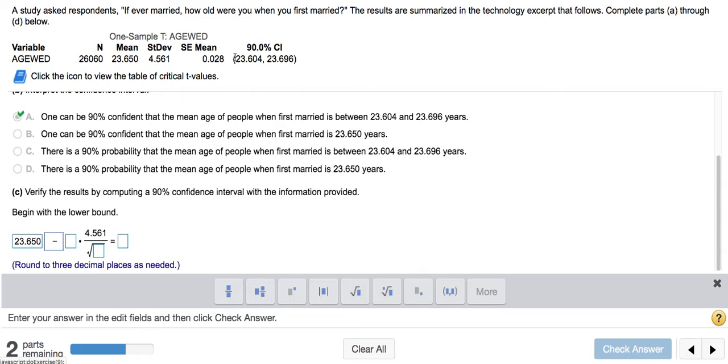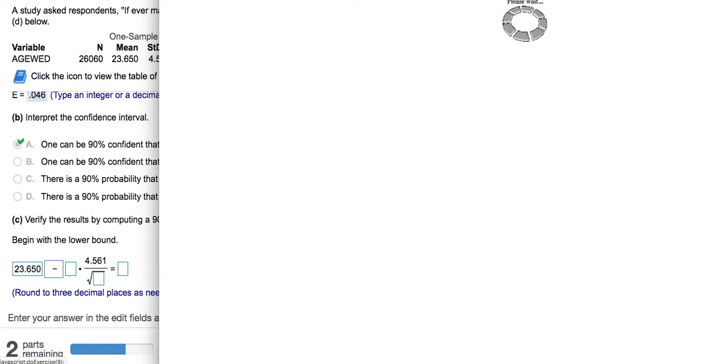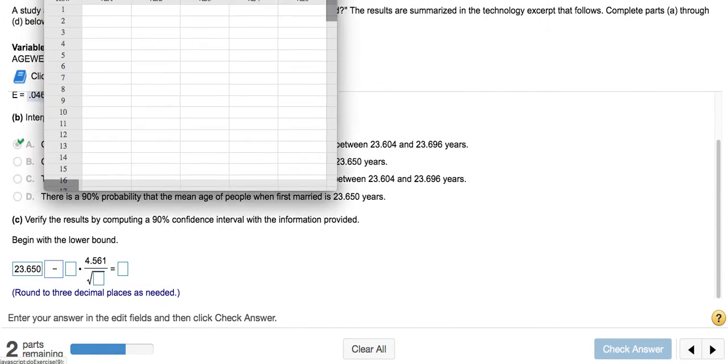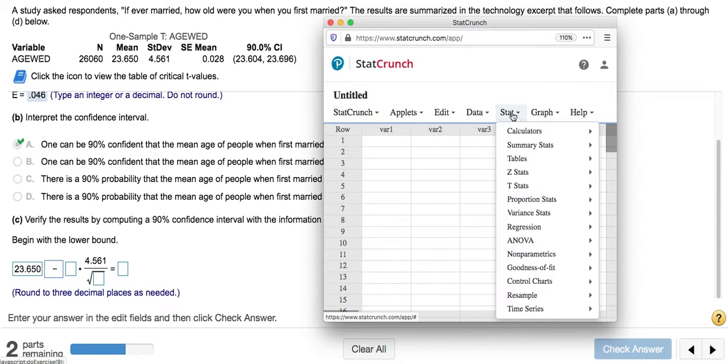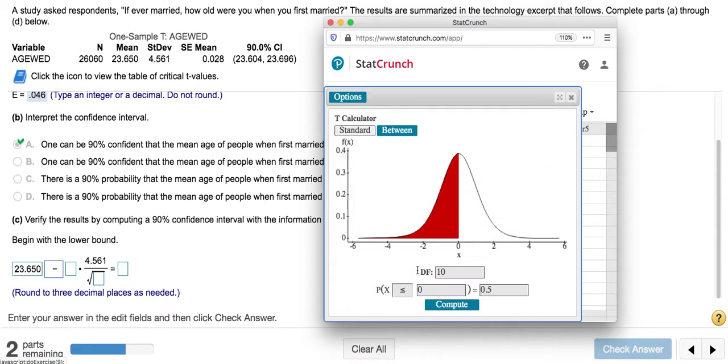And the amount that we're going to go down by is, okay, well, right here we need to get a critical value for t that represents 90% confidence. So what I'm going to do is, instead of using this table, I'm going to open up StatCrunch. So let me bring this down. Okay, what we're going to do is go Stat, go to Calculators, and here we're using a t-distribution instead of the normal distribution.